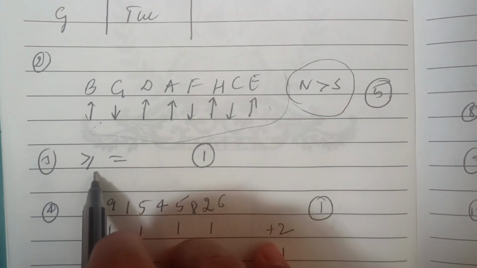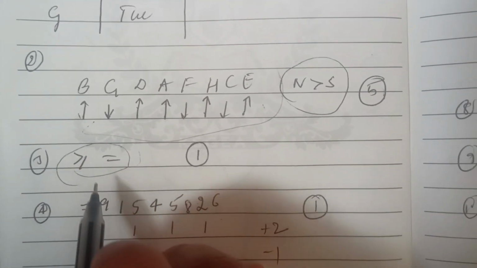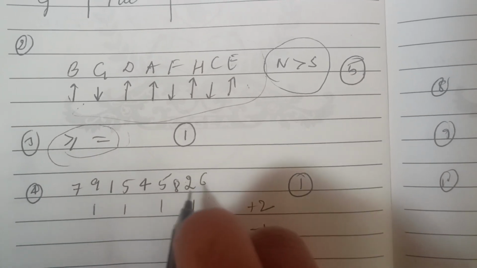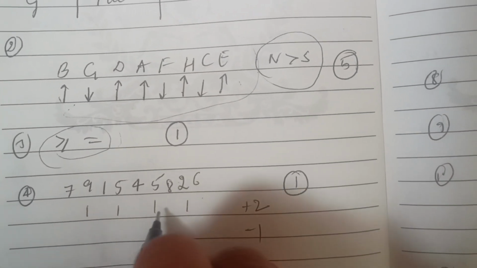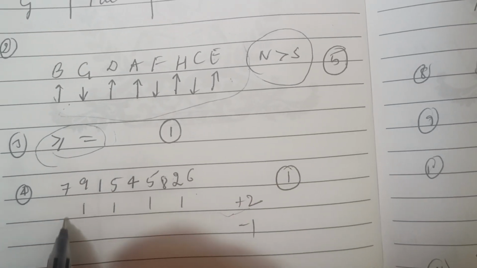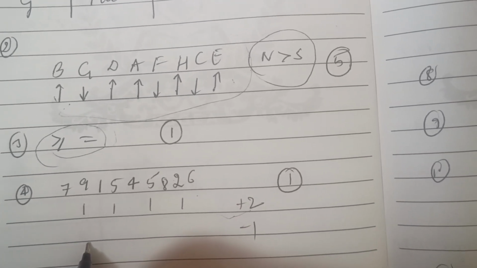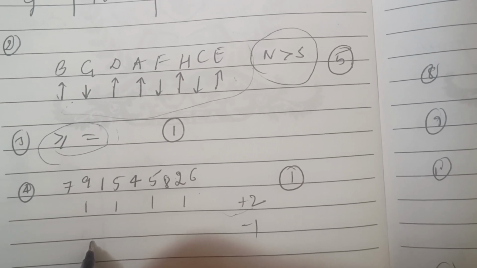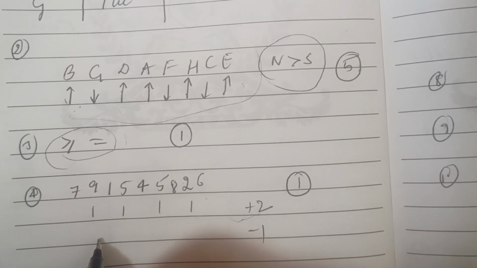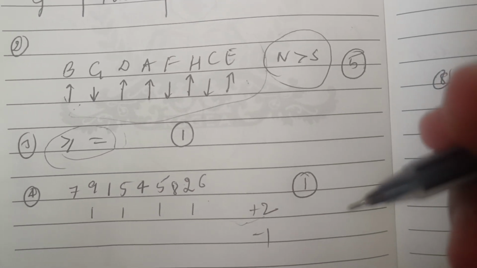And there were some miscellaneous questions. I got this as the answer, so please let me know whether it was right or wrong. Another miscellaneous question was 7915458826. Here, in the even places we have to add 2, and in the odd places I think we have to subtract 1. After that they asked for the numbers which got repeated, meaning we have to identify how many numbers are repeated. I guess none was repeated here. I don't remember what I marked here.